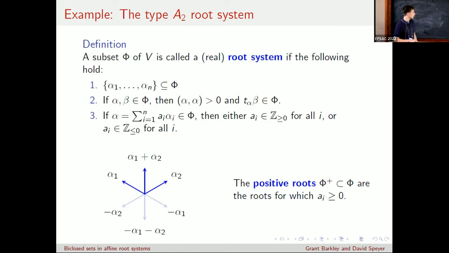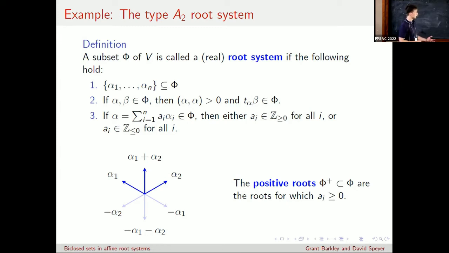Because of that third property that we ask for our root system, we know that every element of our root system should either be written with positive coefficients in terms of alpha 1 and alpha 2, or with negative coefficients. So if we just look at the ones that have positive coefficients, that's going to be our positive root system. That'll be the set that we were looking at before. We'll call that phi plus. And then everything else in the root system is just a negation of one of these.